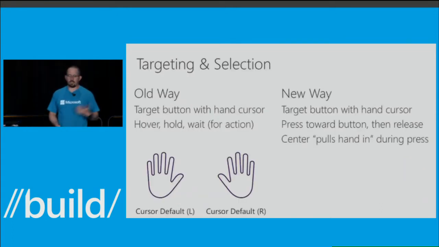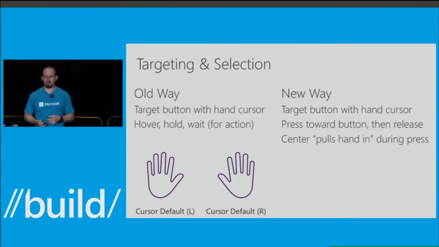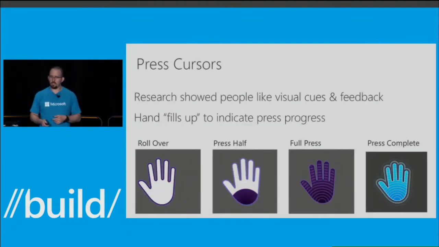So I talked about this a little bit. The old way, on the left-hand side there, the sort of hover and hold and hope that the circle completes before your hand slides off, versus the new way of targeting with the hand and then pressing to select. So this is the new interactions model, targeting and selection. I think I skipped. OK, so the press cursors.